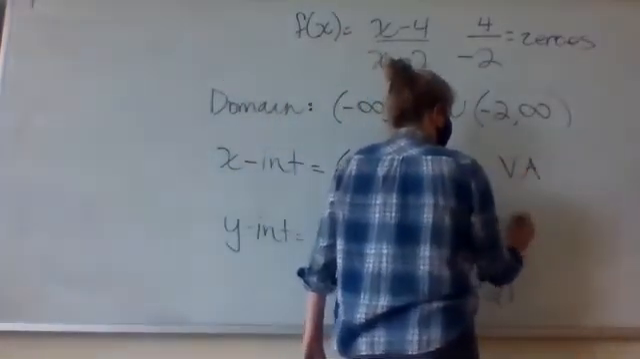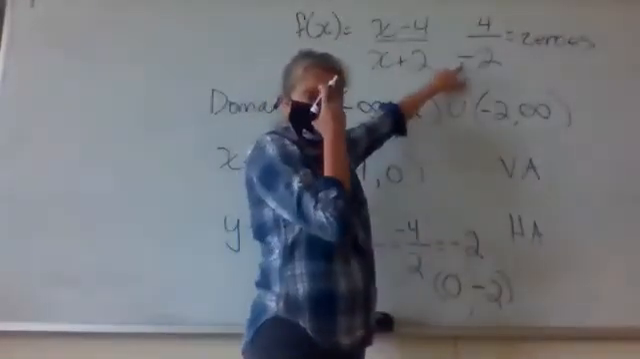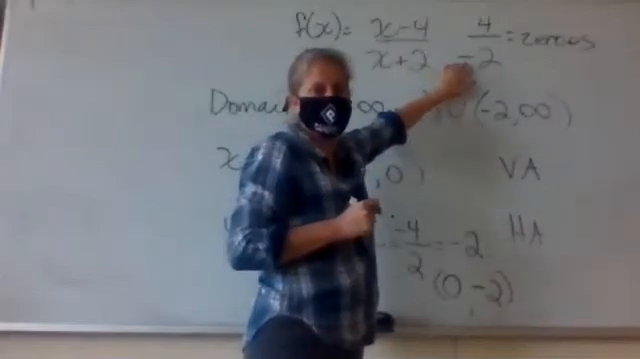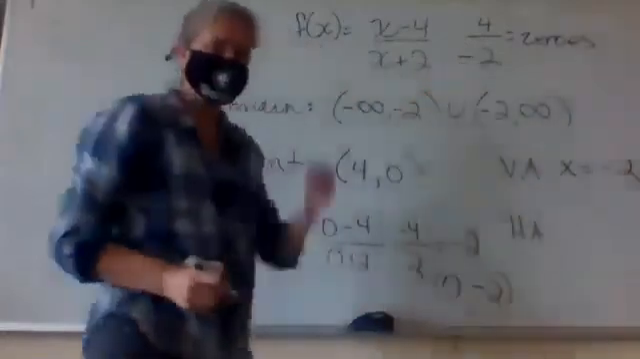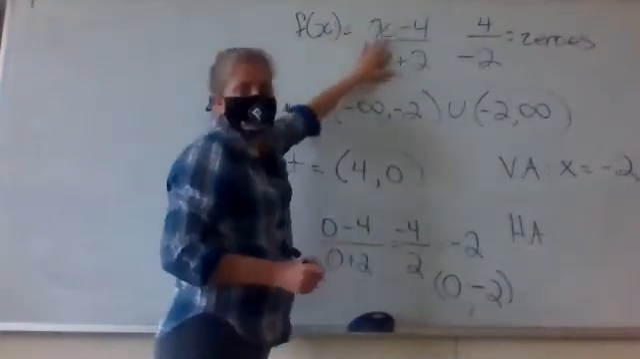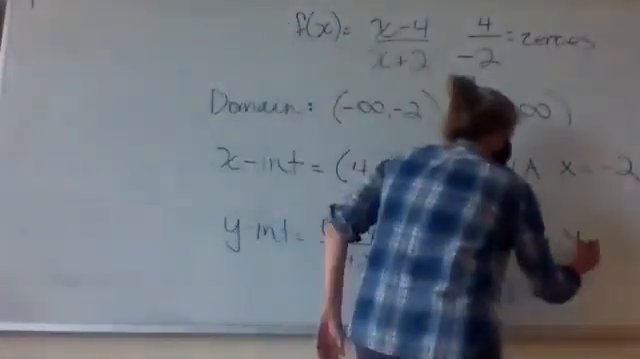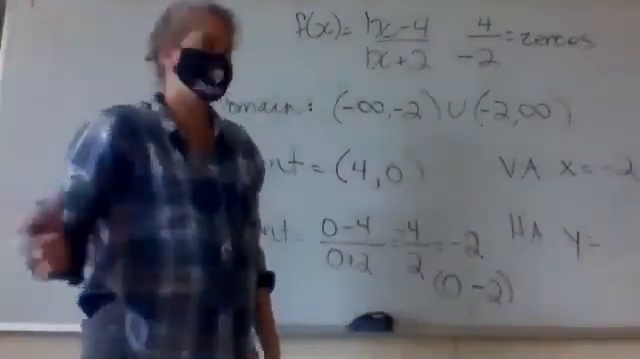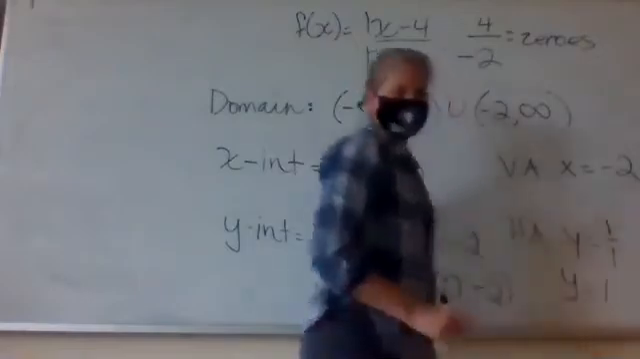Vertical asymptote, horizontal asymptote. Vertical asymptotes come from zeros of your denominator that are not also zeros of your numerator. So negative 2 is a good vertical asymptote, right? It's not a zero of the numerator. So x equals negative 2. Horizontal asymptote: look at your degrees. They are equal. What happens when you have equal degrees? That means your horizontal asymptote is y equals the leading coefficient of the top over the leading coefficient of the bottom, which is 1 over 1, which is just 1. So let's sketch this.